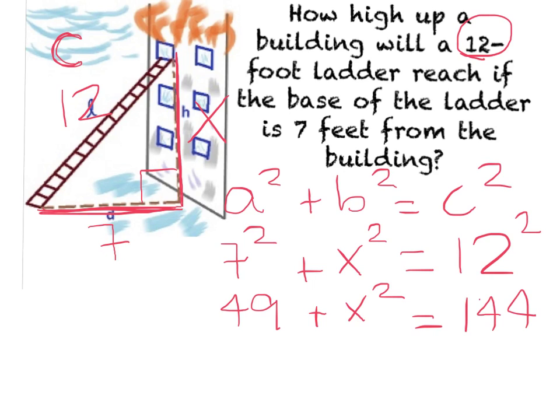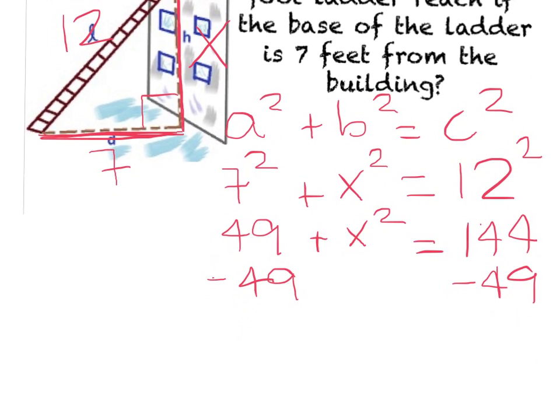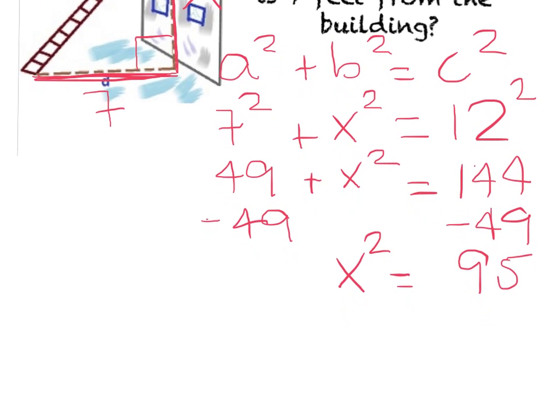Okay, then what I need to do is get x squared by itself. So I want to get this alone. In order to do that, I need to subtract 49 from both sides. And when I do that, what I'm going to get here is x squared equals 95. So the same thing that happened in the last problem. In order to calculate for x, I'm going to have to take the square root of both sides. And I'm going to get x equals a long number, so it's a long decimal.